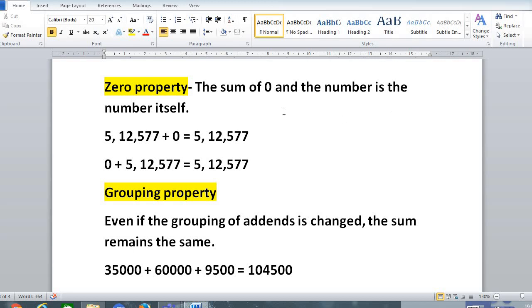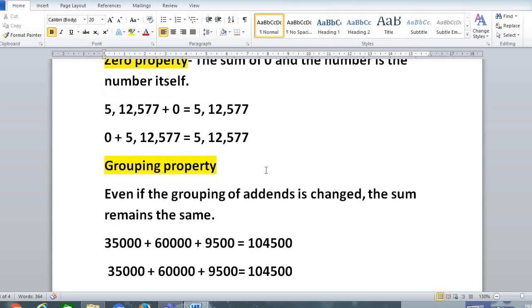Now, zero property. The sum of 0 and a number is the number itself. 5,12,577 plus 0. What's the answer? It is 5,12,577, the number itself. Now even if we change the order and add it with 0, again the answer is the number itself. So when we add 0 with any number, it is always the number itself.